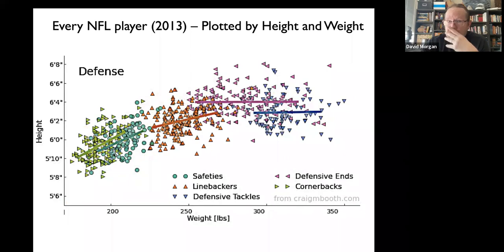Who are the shorter, lighter players on the defense? They are players like cornerbacks. Your job is to keep pace with the wide receiver and try to intercept the ball or keep him from catching the ball. Safeties, whose job it is to chase down running backs and wide receivers. So you can see the smaller, more agile players up here, and the bigger players up here: defensive ends, defensive tackles, people whose job it is to push their way through that offensive line and try to get to the opposing quarterback.